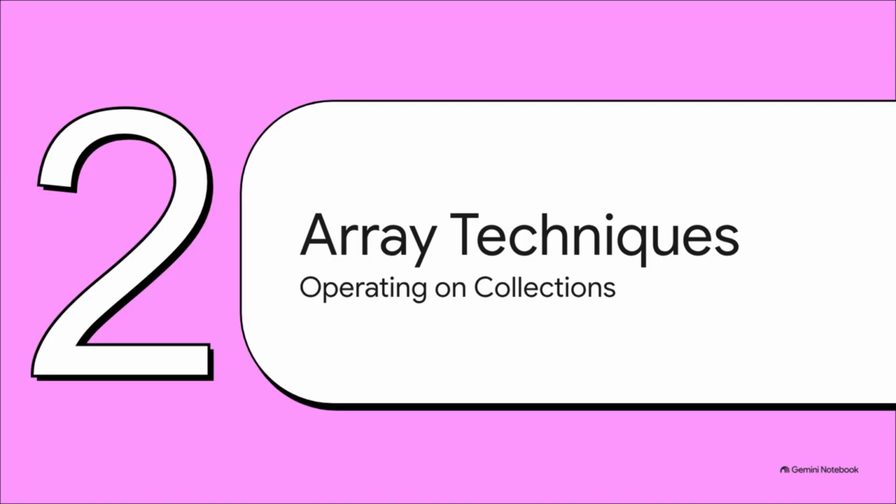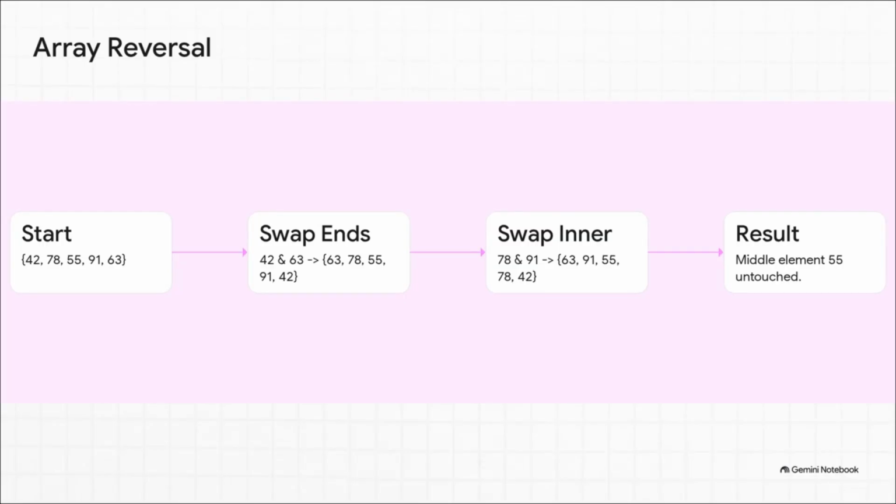Moving right along to Section 2, Array Techniques in Action. For almost all of these next examples, we're going to use the exact same data set of 5 student marks, 42, 78, 55, 91, and 63. Keeping the data consistent lets us focus entirely on the shifting algorithmic logic.